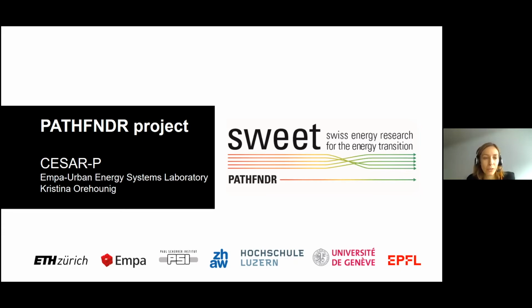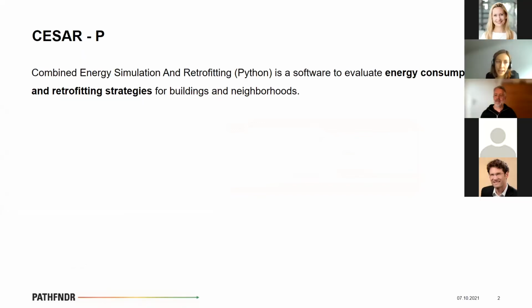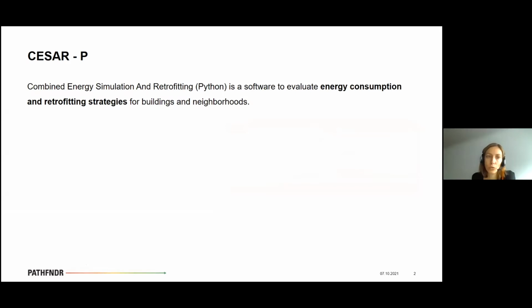I'm happy to present today our CESAR-P modeling tool, and I will explain in a minute what it is about. CESAR-P stands for Combined Energy Simulation and Retrofitting, and the P comes from the fact that it's programmed in Python. It's basically a software which evaluates the energy consumption of buildings and also allows you to assess various retrofitting strategies from the building level up to whole neighborhoods and cities. And we have also already used it at the national scale.